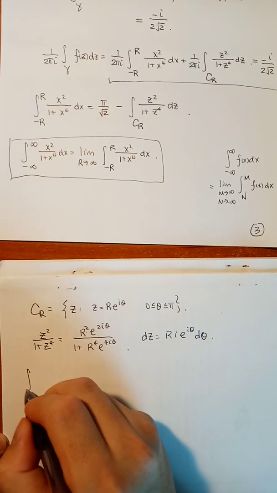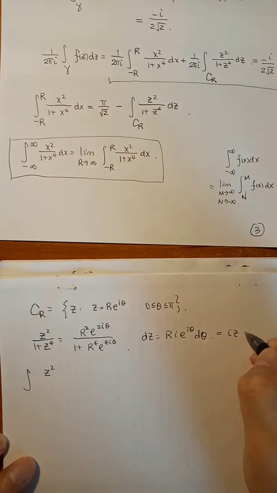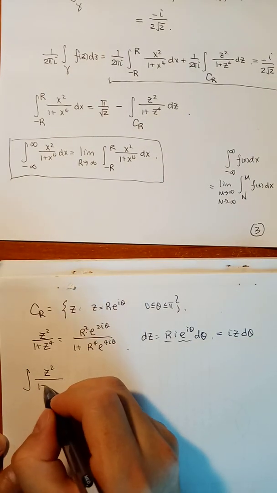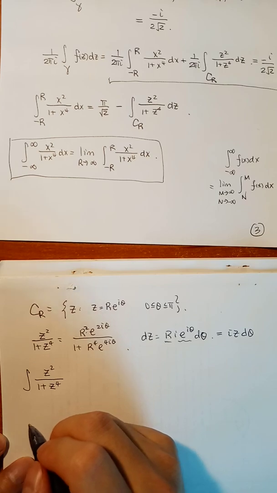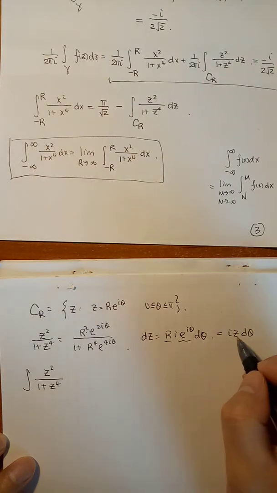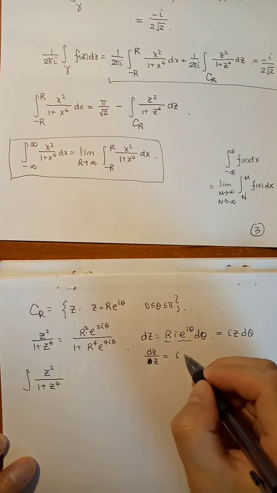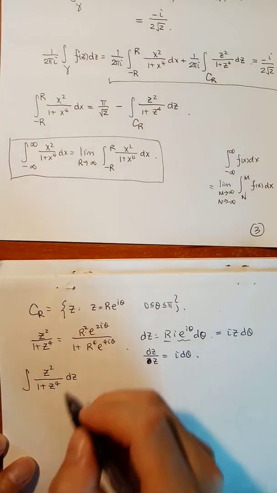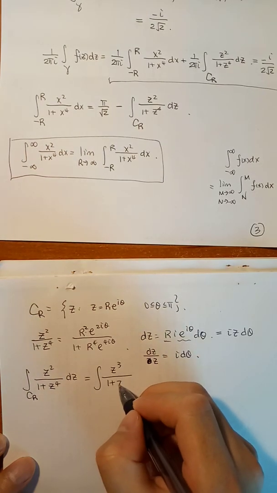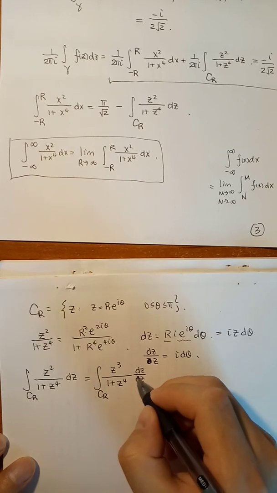So this is iz d theta. Yes, this is z, iz d theta. So dz over z is i d theta.